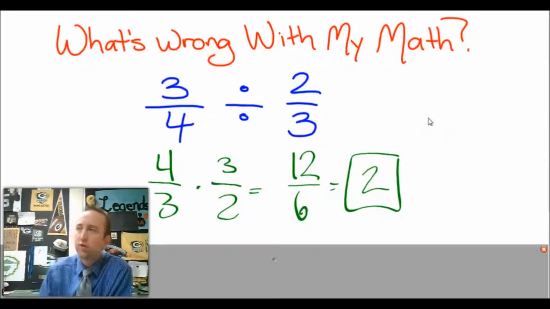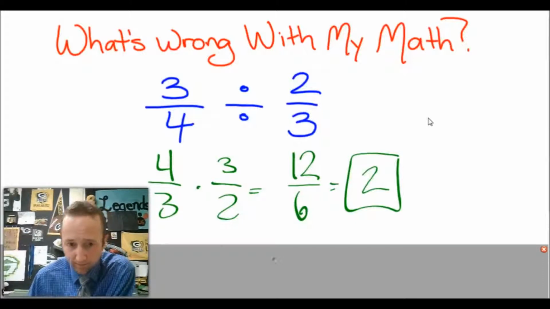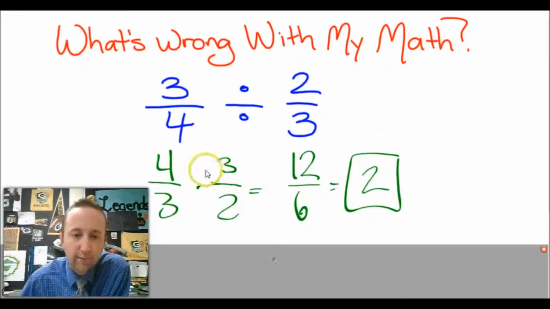So I want you to, again, Mr. Silver, go ahead and please pause the video, and I want the students to talk to each other and figure out what this person did incorrectly. Okay, so hopefully you discussed this with the people around you and realized that they flipped, or did the reciprocal, of both fractions. They should not have flipped the first one. The first one should have stayed 3/4.